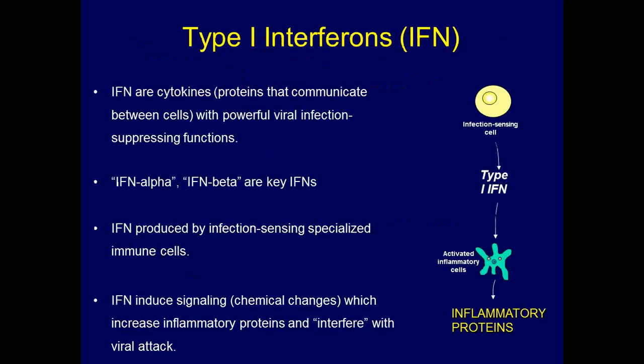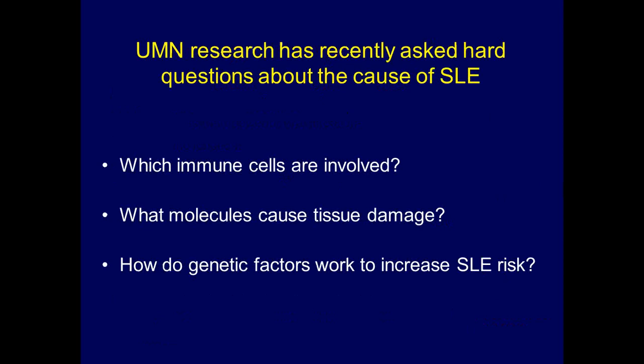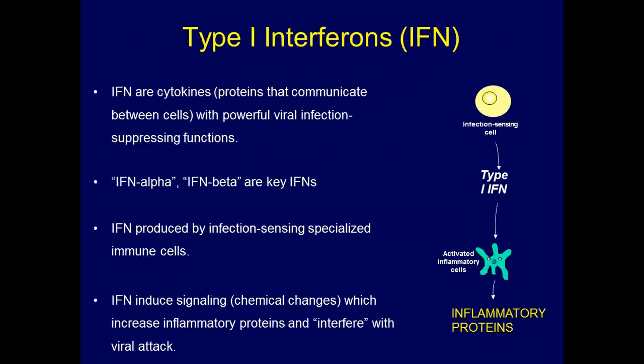The University of Minnesota has had a long-standing program dedicated to researching all three of these questions, starting about 15 years ago with the program headed by Dr. Timothy Behrens. Dr. Behrens worked at the University of Minnesota for over 10 years and departed in 2006. But during the time he was here, his group made some seminal observations about the molecules and the genetic factors that might increase lupus risk. Next slide.